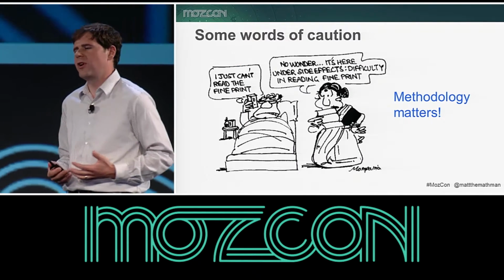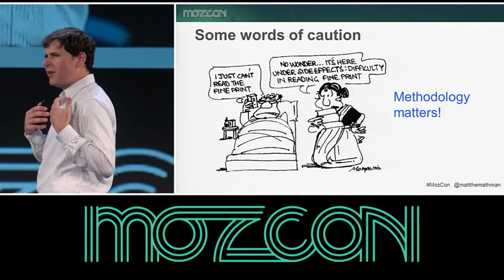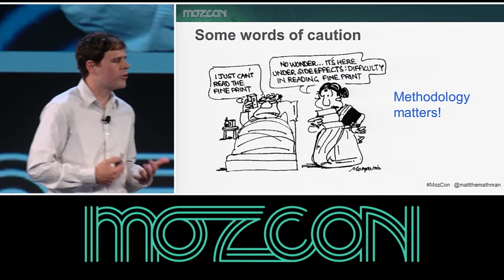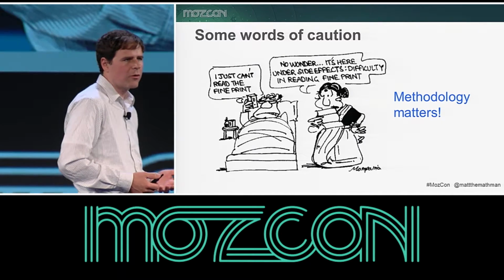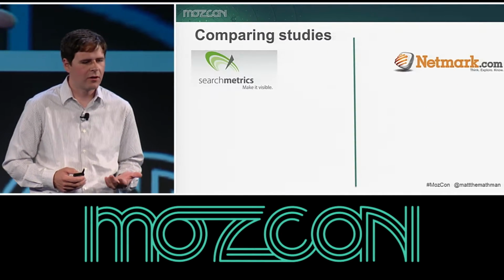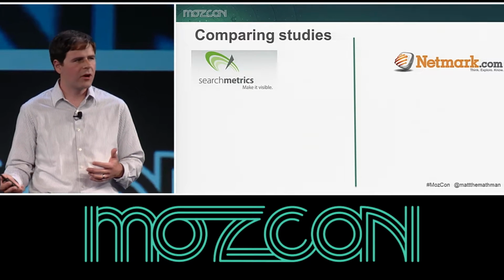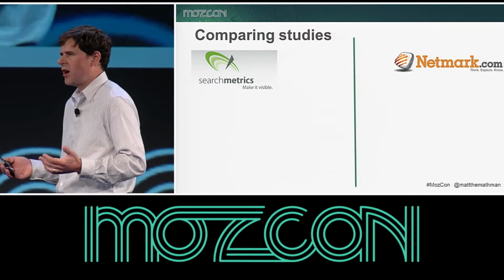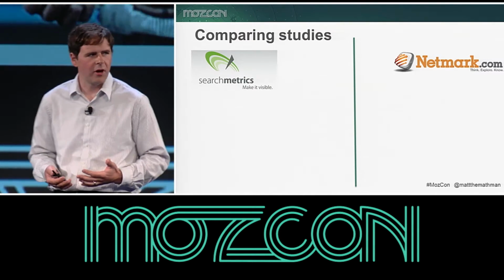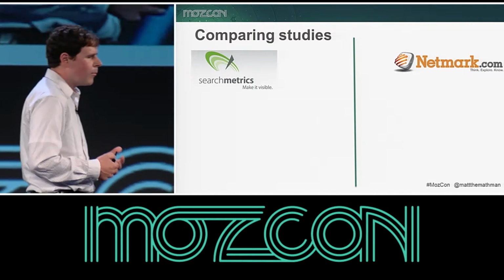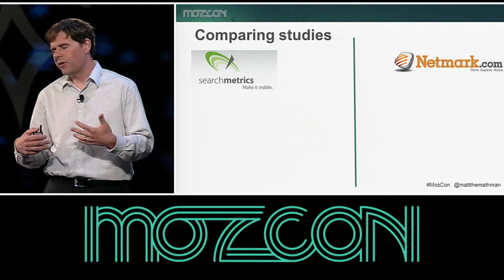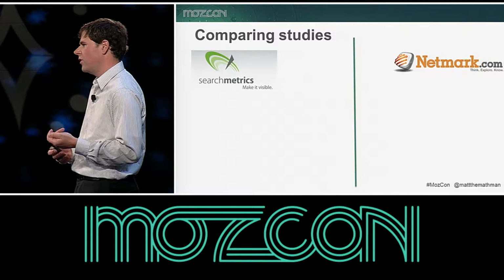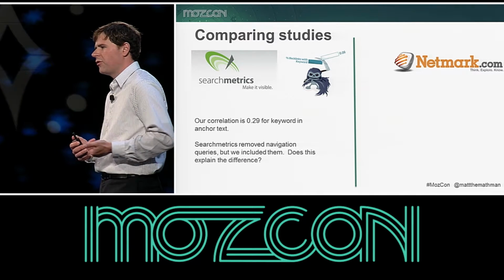Okay, so some words of caution again. When you're looking at different correlation studies, the methodology actually matters. It's important to read the fine print. This is especially important when you're comparing one study to the other. Search Metrics and Netmark both recently put out great correlation studies. Both of these groups did a great job. I highly recommend you all go and take a look at the results that they put out. Most of the results are consistent, but I wanted to talk for a little bit about some of the key differences between their results and ours. First, the Search Metrics study.